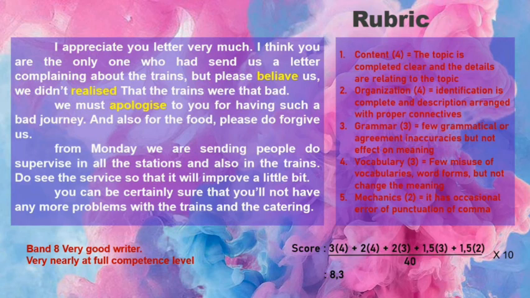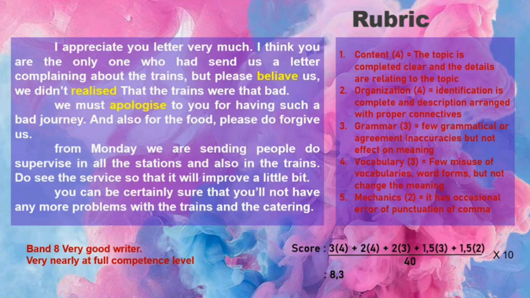For the content, I give 4 for the score, because the topic is complete, clear, and the details are relating to the topic. Organization, I give 4. Why? Because the identification is complete and the description is arranged with proper connectives. For the grammar, I give 3, because there are few grammatical or agreement inaccuracies but no effect on meaning.